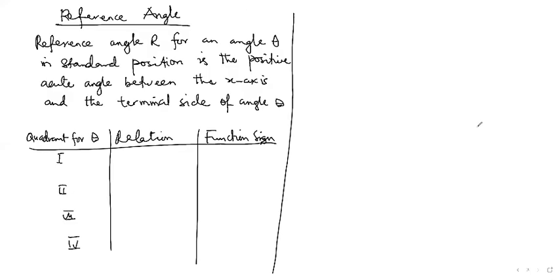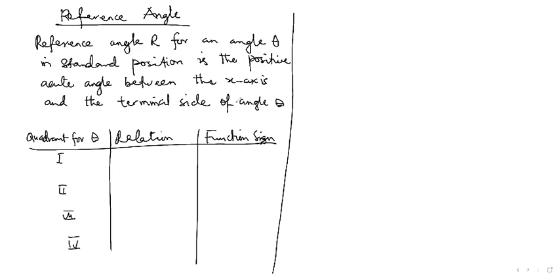So we now come to reference angle. The reference angle R for an angle theta in standard position is the positive acute angle between the x-axis and the terminal side of angle theta. So you are interested in the angle it makes with the x-axis.